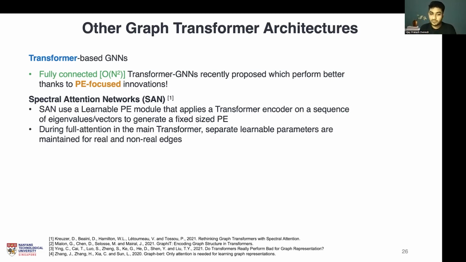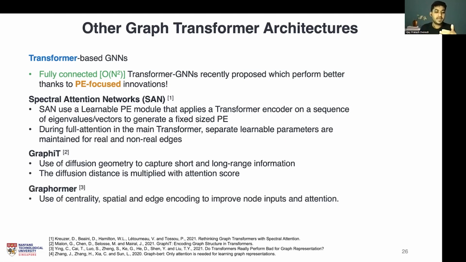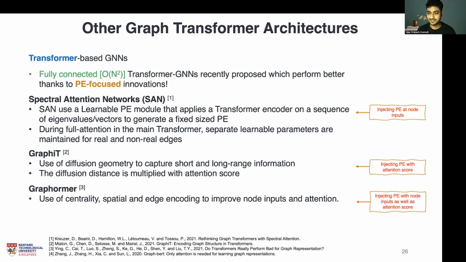So spectral attention network is one of the works that makes some innovation on how the Laplacian spectrum is used. We have Graphormity, which uses diffusion geometry to capture short and long range information, and also they have a bias to the attention where the bias is coming from the diffusion distance, and also there's the work of Graphormer, which uses a combination of centrality, spatial, and edge encoding to improve the node feature update as well as the attention formulations. So what is common in all of these three is that all of these three are transformers operating on the fully connected graph, which solves the bottlenecks I mentioned earlier.